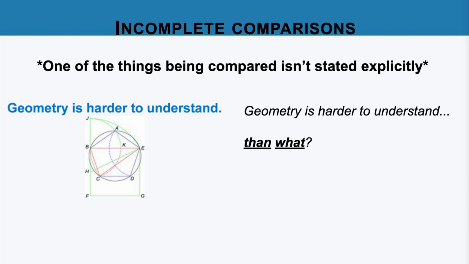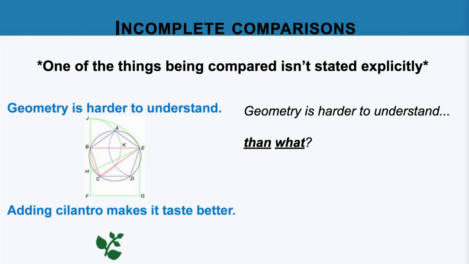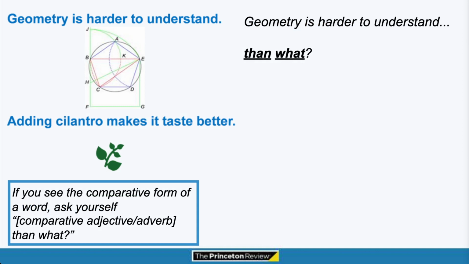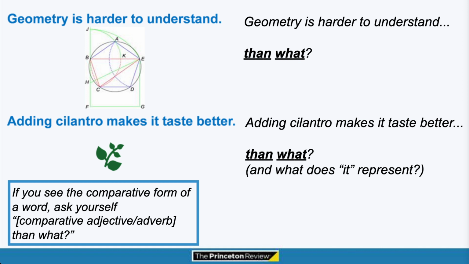Let's see another example. Adding cilantro makes it taste better. Okay, so if you like cilantro, you might agree it makes it taste better, right? Hey, it's a general blanket statement, but adding cilantro makes it taste better than what? Makes it taste better than if we didn't have cilantro? Adding cilantro makes it taste better than if we added oregano? We have to be clear.